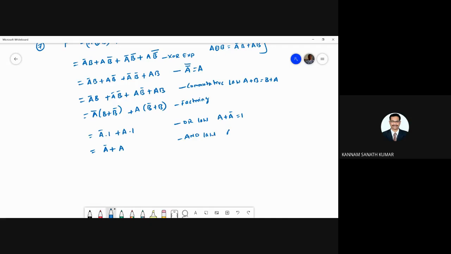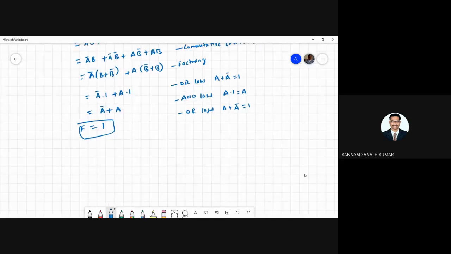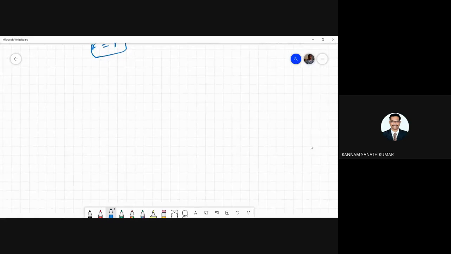So what is AND law? A into 1 equal to what? A. Okay. Next, this is equal to 1. Okay. This is by using OR law. A plus A bar equal to what? 1. A plus A bar equal to 1. Okay. So that means you got the given expression F equal to 1. Okay. So this is how you have to minimize the given expression. Okay.